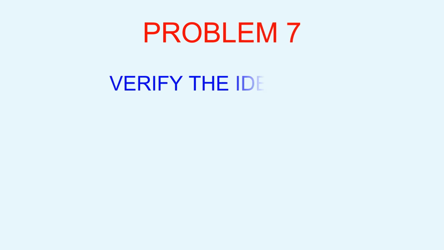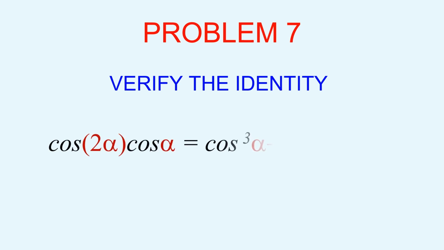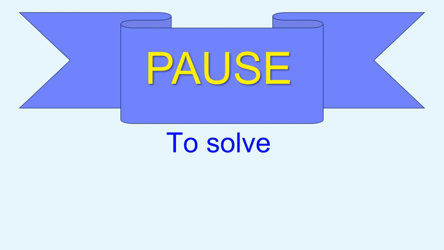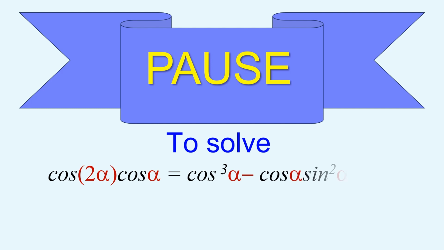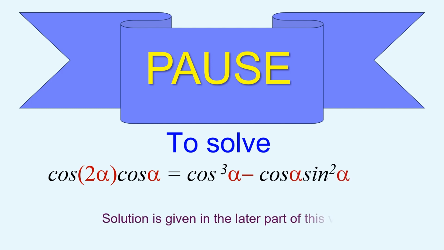Problem number 7. Verify the identity. The cosine of 2 alpha multiplied by the cosine of alpha equals cube power of the cosine of alpha minus the cosine of alpha multiplied by square of the sine of alpha. Pause now if you want to solve it by yourself. However, the solution is given in the later part of this video.